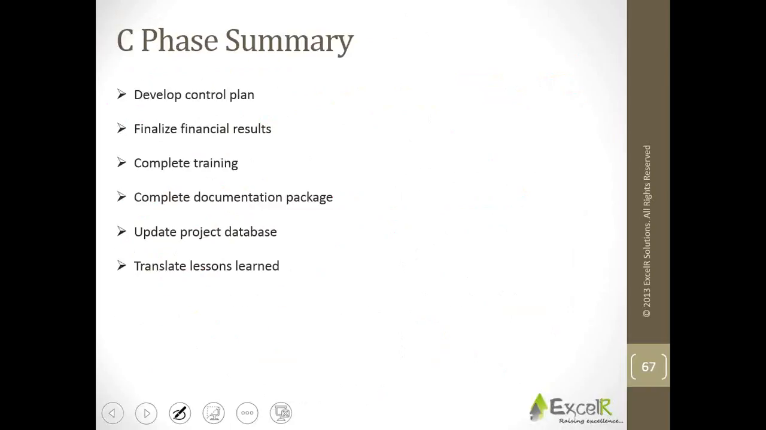Here is a summary of the control phase. You have developed the control plan. You have finalized the financial results. You have completed the training of the improved process. You have documented everything that you have done until now. You updated those documented details in your organizational repository, and you also documented your lessons learned.